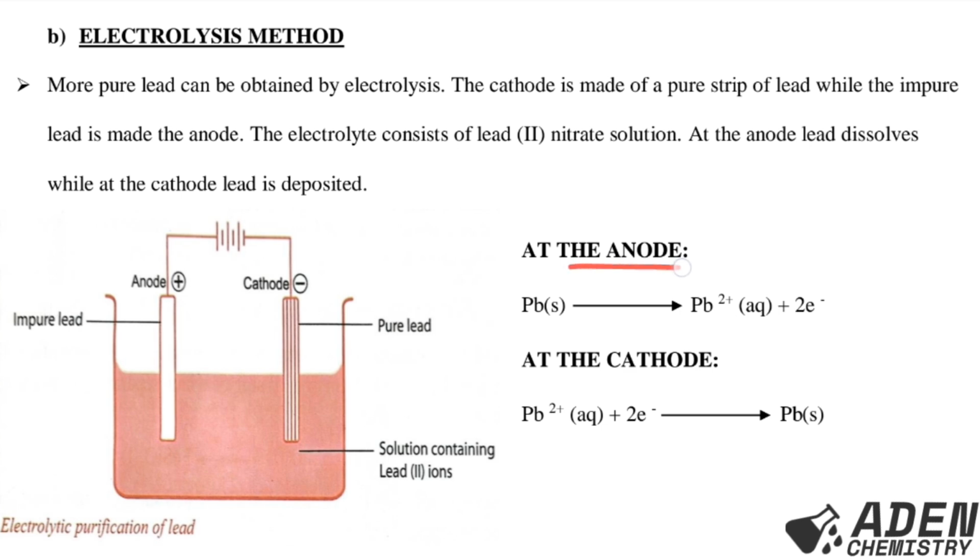So to start at the anode, remember we are having the impure lead at the anode. So what will happen at the anode? Lead solid, or the impure lead, loses 2 electrons to form lead 2 ions, which are aqueous. That's why we were saying the anode lead dissolves. So what about at the cathode? At the cathode, lead 2 ions, which were aqueous, will accept the 2 electrons lost from the anode to form neutral lead metal, which will be deposited on the pure lead cathode.